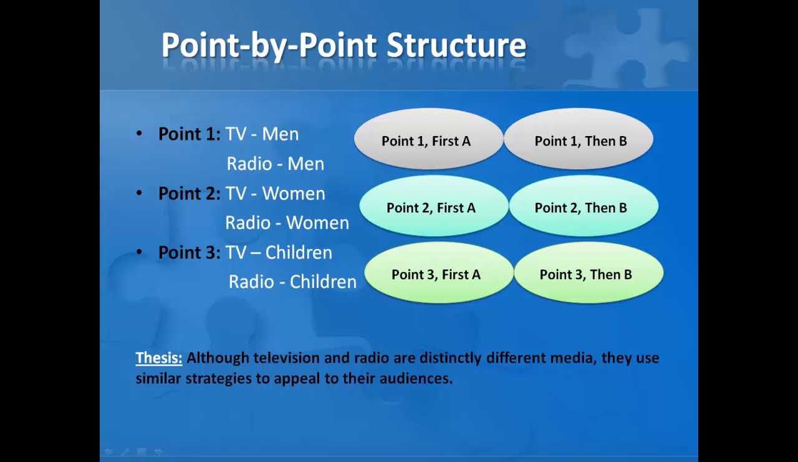So point one, let's again say that both television and radio use sexy female voices in advertising targeted towards men. That's point one. You will talk about how television marketing uses sexy voices, and then you'll talk about how radio marketing uses sexy female voices when it comes to marketing towards men. So you have your point, whatever your point is, sexy female voices, and then you talk about how they do it in TV and then how they do it in radio.